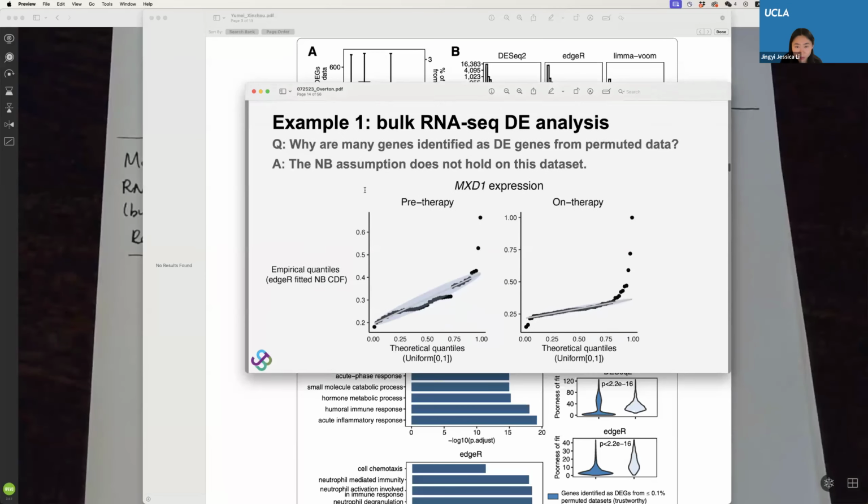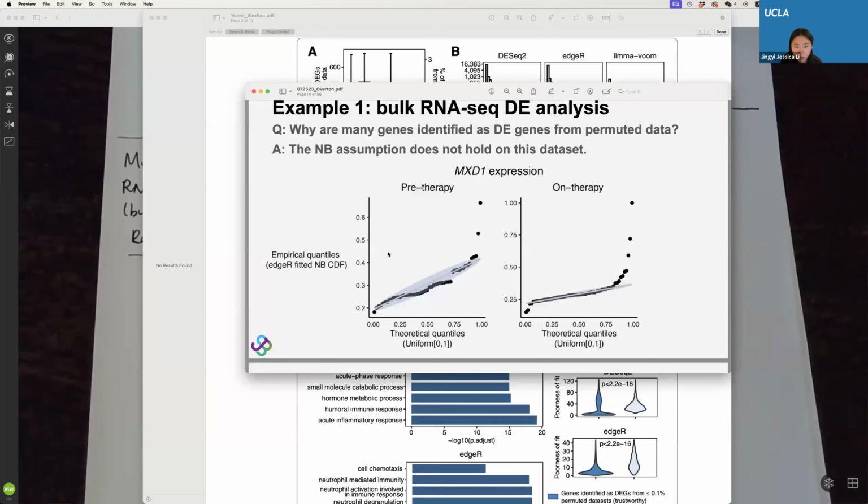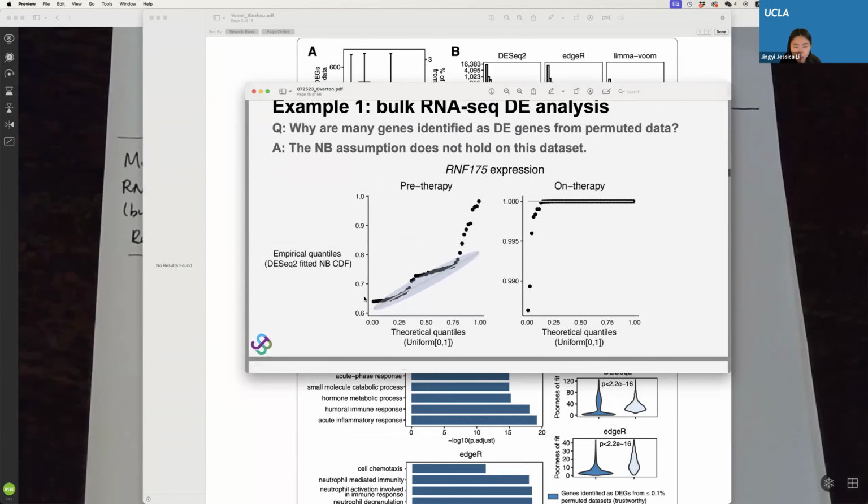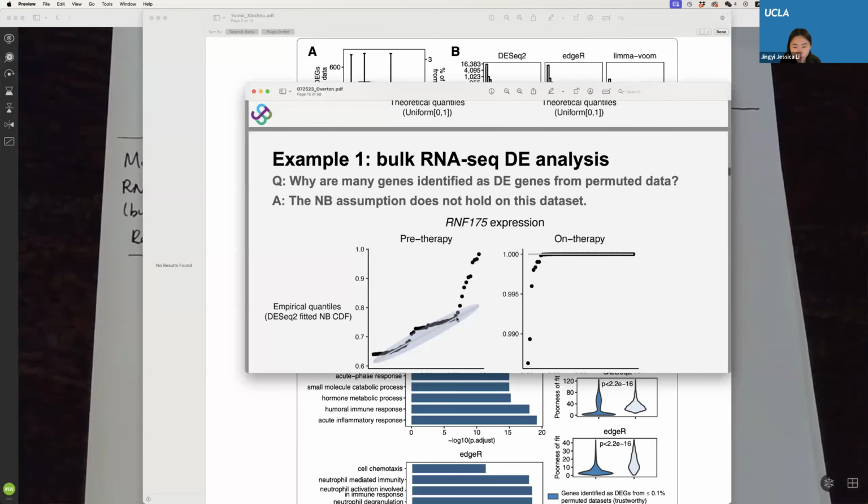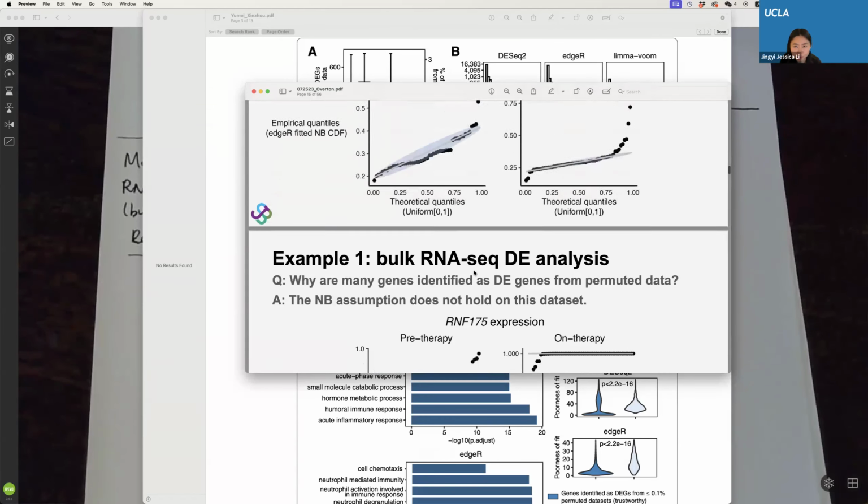Yeah, so I just want to say that this is what we call the quantile plot to check how well the distribution fits. And this is in the supplement figure. Basically, it shows that for this particular gene, MXD1, the fitted negative binomial by edgeR and by DESeq2 do not agree well with the data, because if they did, the points here that represent the values of the gene in each condition, pre-therapy and on therapy, should lie on a straight line instead of having so many off-line dots.